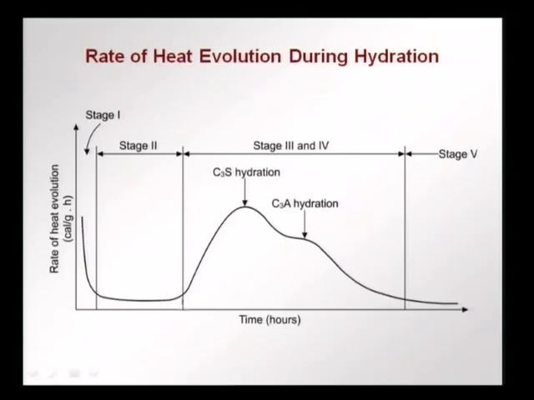there is no significant heat evolution here, and this is the part that we use for mixing and transporting concrete. Setting has not really completed, the concrete is still in a fluid state and we do not have hydration occurring to a great extent. After that we have stages 3 and 4, where we have the C3S hydration peak and the C3A hydration peak occurring, and then afterwards we have an equilibrium stage where the temperature reaches that of the environment, that is stage 5.